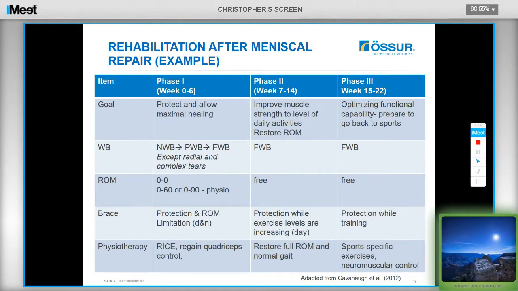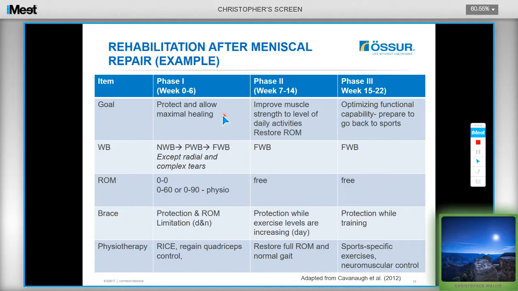So this is an example of a post-surgical rehabilitation following meniscal repair. A meniscal repair protocol is more conservative than a meniscectomy protocol. But here we can see that in these first 6 weeks, there are potentially weight-bearing restrictions, range of motion restrictions, and there'll be bracing day and night.